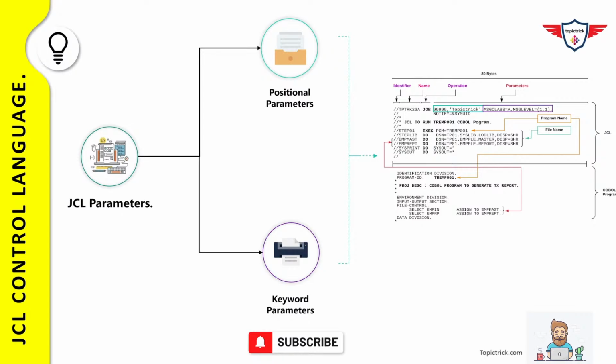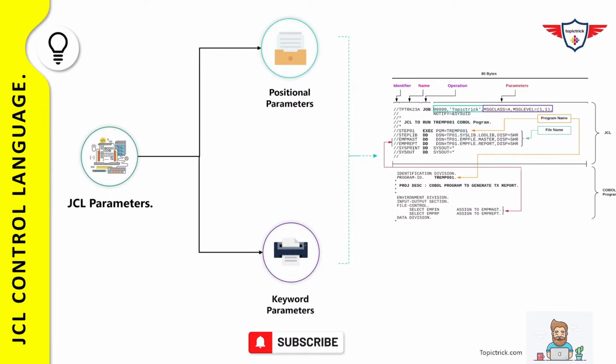So in the following example, I have used 2 positional parameters. First one is accounting information, that is 5 times number 9, followed by the username, and in username I have specified Topictrick, and both parameters are highlighted with green color. I hope by looking at the example you are able to understand what positional parameters are, and in a nutshell, positional parameters have a specific place in a control statement, right?